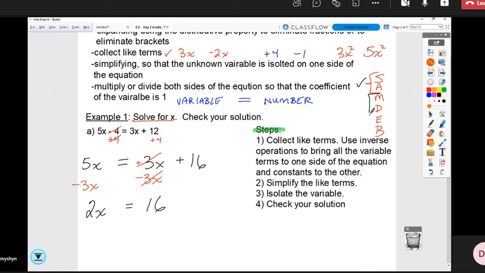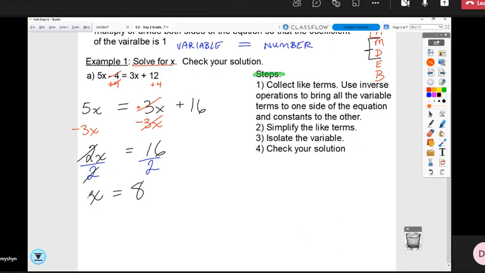Next, we look at the multiplication and division, and we see here that this 2 is actually multiplying by that x. So how do we get rid of that multiplying 2? That's right. We're going to have to divide this by 2, and whatever we do to one side, we have to do to the other side. The 2's cancel. We get x equals 16 over 2, which is just 8. Okay, now that's our answer, 8.